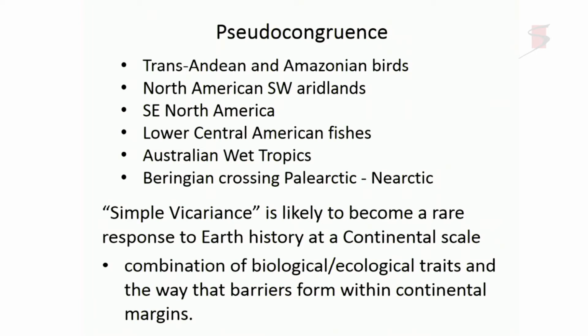So simple vicariance is likely to become a rare response to Earth history at a continental scale. And this is some combination of biological and ecological traits and the way that barriers form within continental margins. And I think it has implications for how we look at how speciation works. Do we have a whole bunch of speciation pumps around the world at stable barriers? Might be very interesting at some point to do some meta-analyses on that.